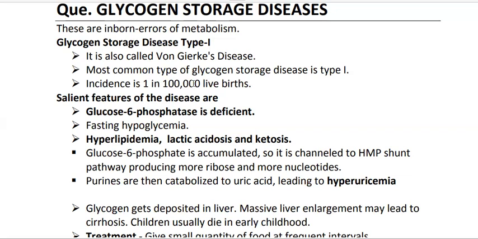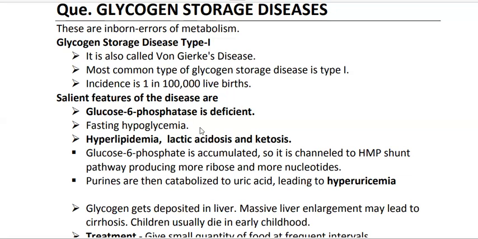Incidence is 1 in 1 lakh live births. Salient features of the disease: this is a glycogen storage disease, type 1, in which glucose 6 phosphatase is deficient.